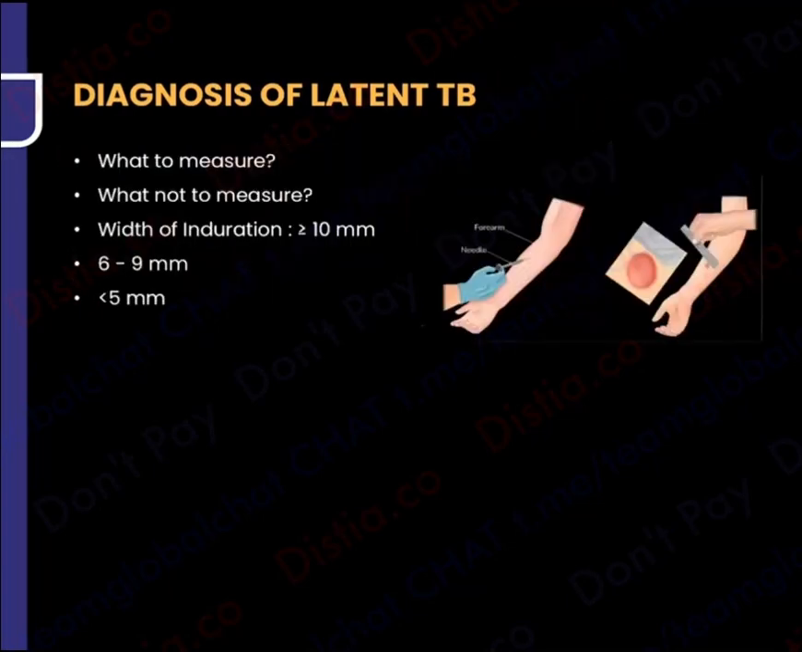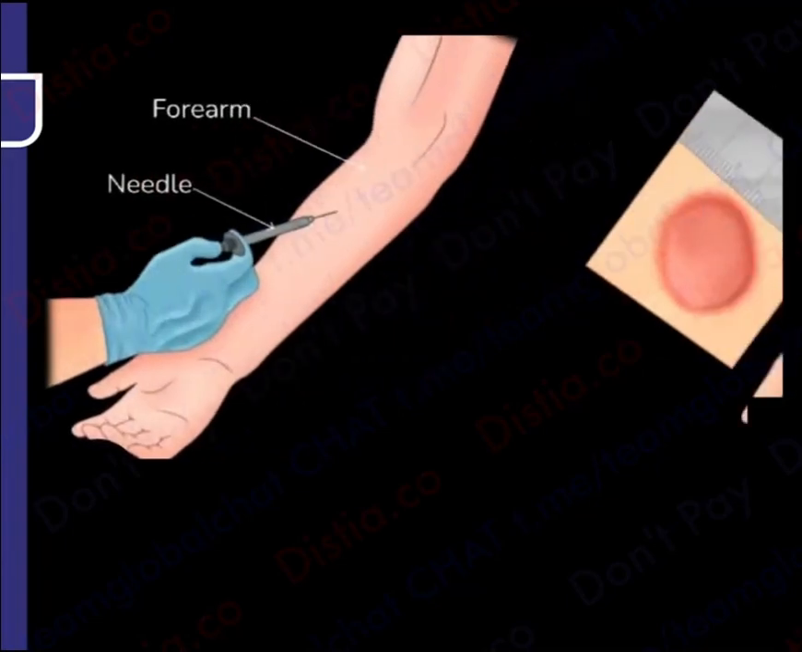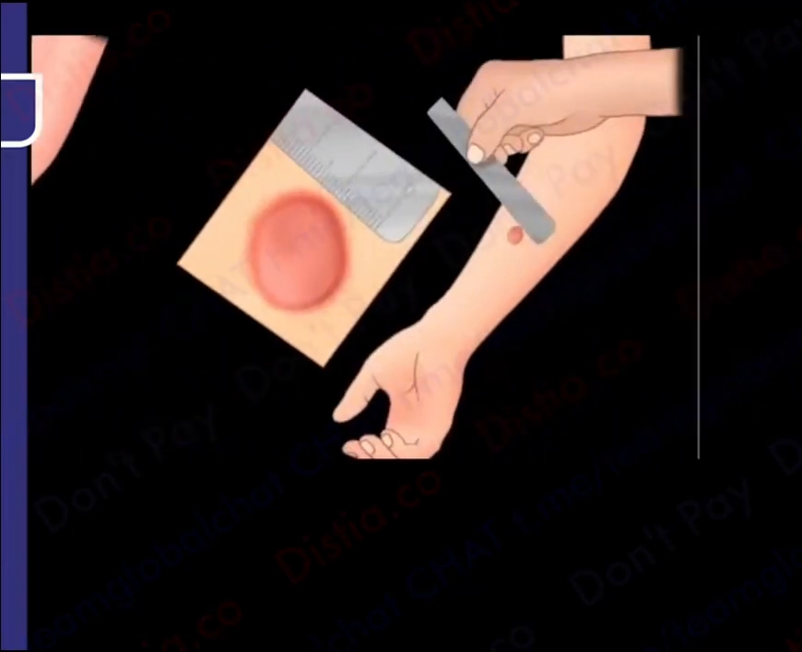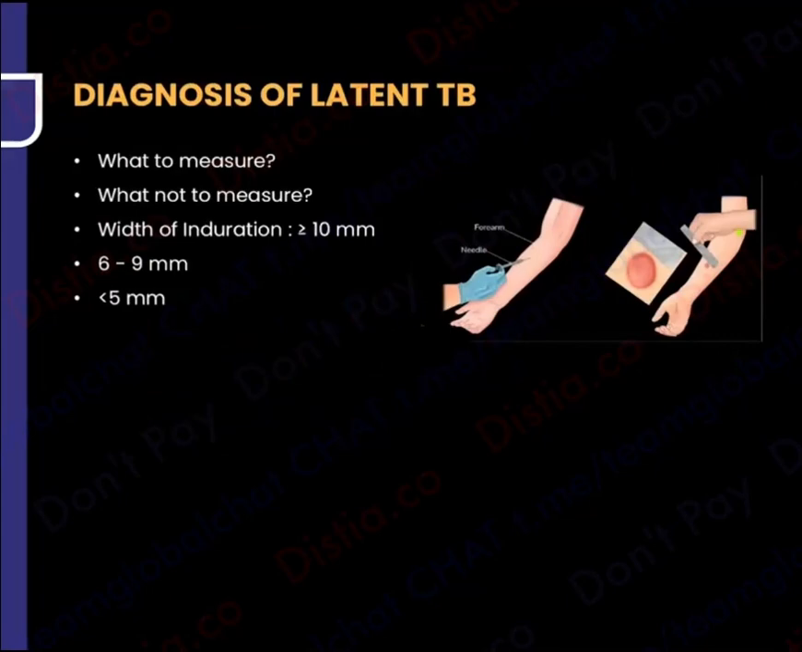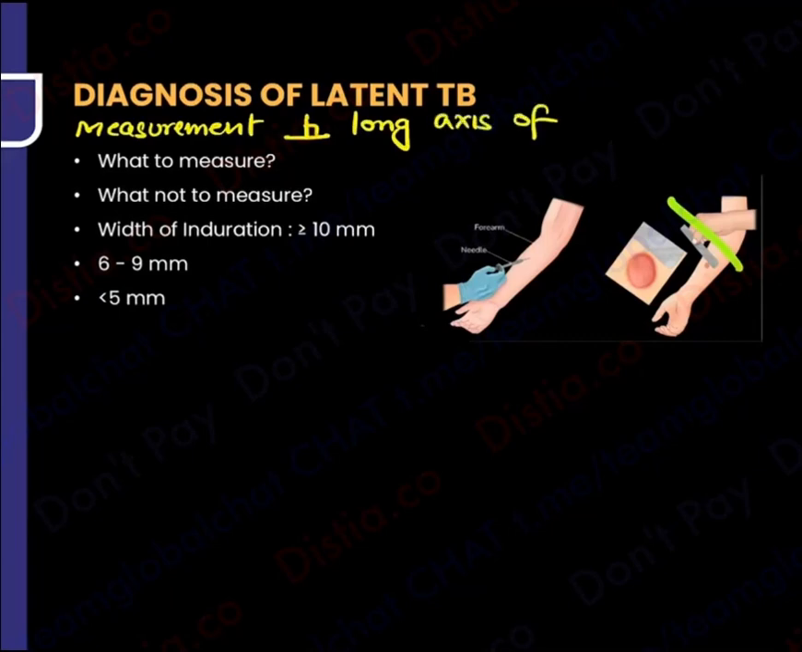Now when you look at the reading, see, you have given an injection over here. Patient came to you after 48 to 72 hours with this. So how have you identified? See, this is the forearm. How have you kept the scale? You have kept the scale perpendicular. So please remember that you have to do the measurement perpendicular to the long axis of the forearm. Don't start measuring it like this. No, perpendicular to the long axis of the forearm is very, very important, right?